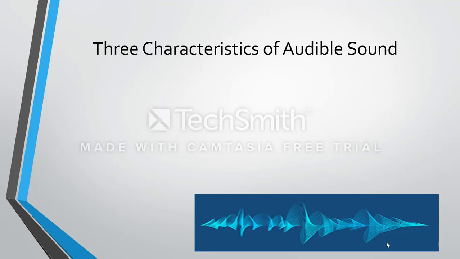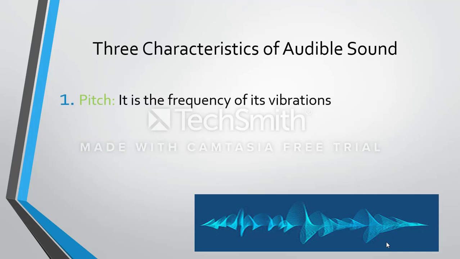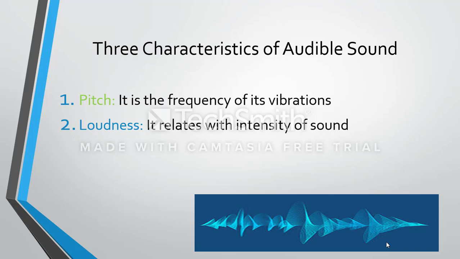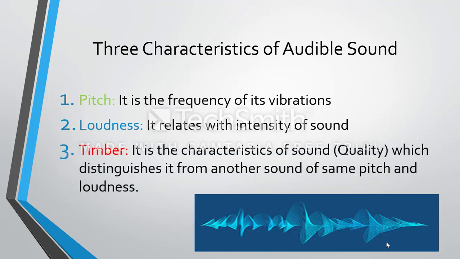Three characteristics of audible sound are pitch, which is the frequency of its vibrations; loudness, which relates to the intensity of sound; and timbre, which is the characteristic of sound that relates to the quality which distinguishes it from another sound of the same pitch and loudness.